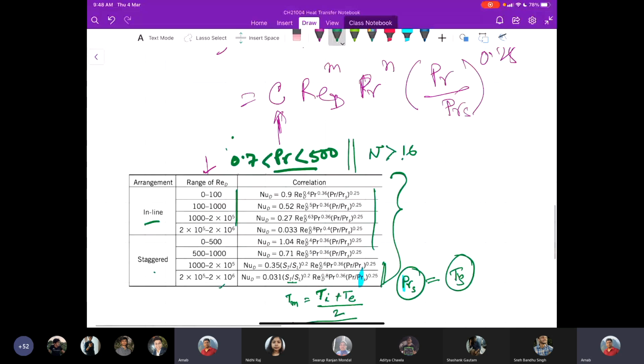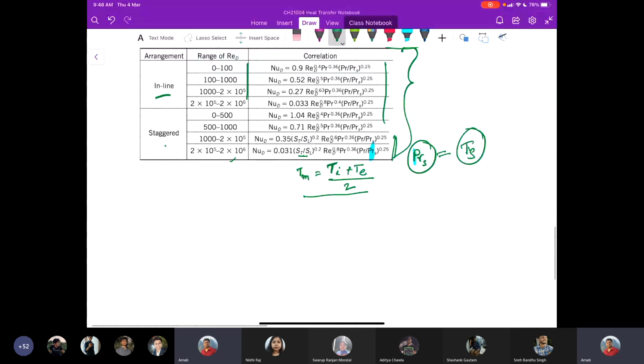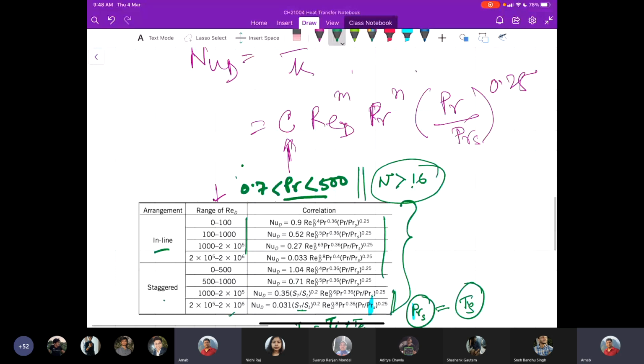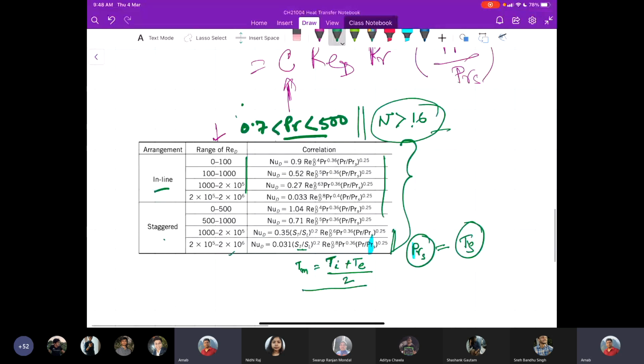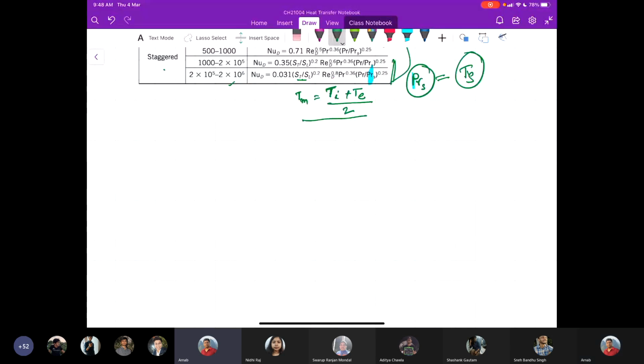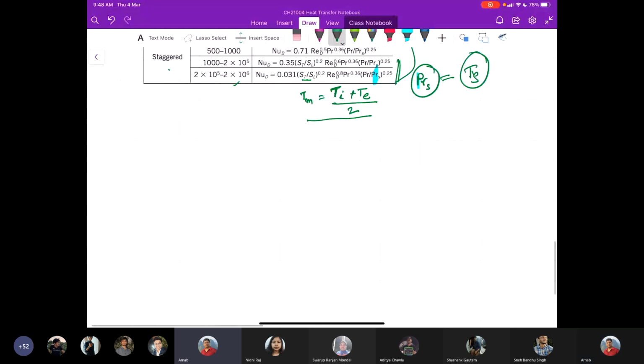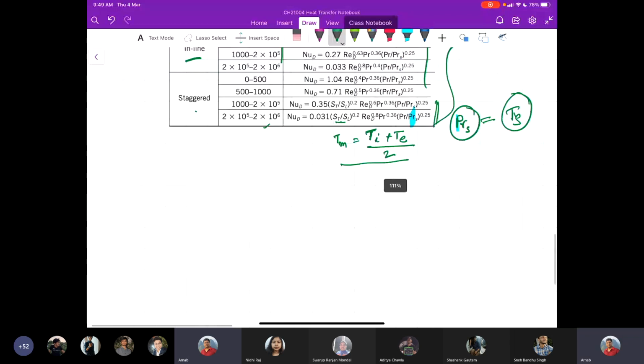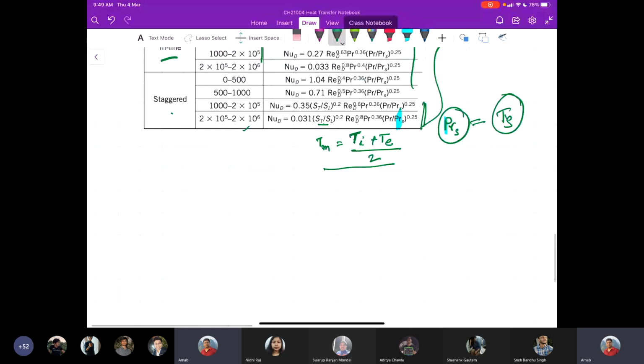Now the further question can be: this is what you have mentioned for the number of tubes when this is more than 16, either for inline or for staggered configuration, 16 or more rather. So what if I have a number of tubes lower than 16? Are these relations valid in such cases, or what is to be done?